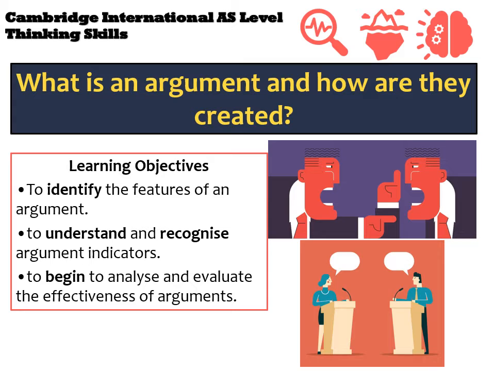This is the first proper lesson that relates to the Paper 2 component, which is critical thinking. So today we are going to be looking at what is an argument and how are they created. In order to do that, we need to understand how an argument looks, so we need to identify the features of an argument and then to understand and recognise argument indicators. That hopefully should give us a position whereby we can start looking for different pieces of text and deciding whether or not they are arguments.